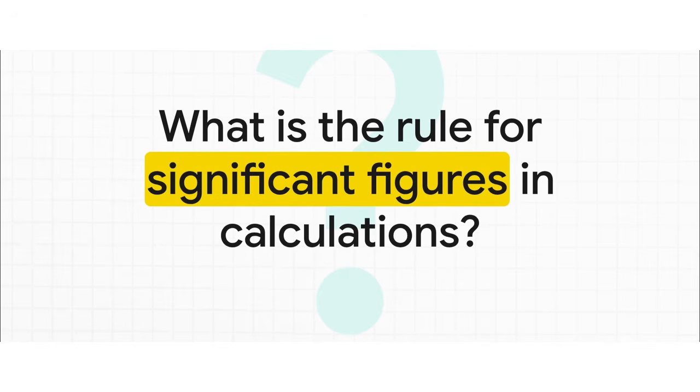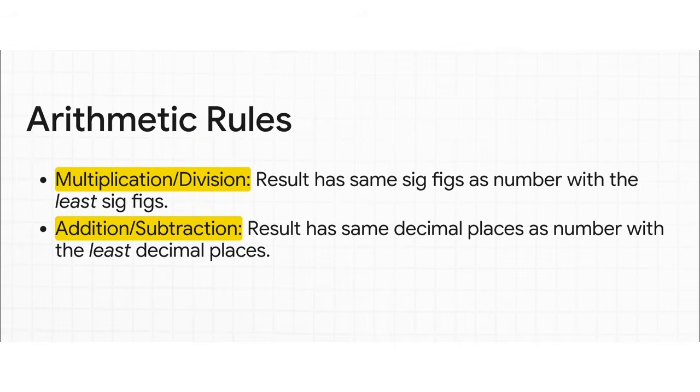Do you know it? Okay, now you've got to pay close attention here, because there's a key difference. For multiplication and division, your answer is all about the number with the least significant figures. But for addition and subtraction, you look at the least number of decimal places. This little difference is so important. Please don't mix them up.